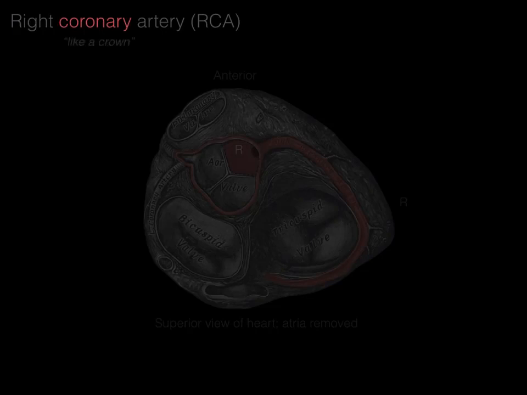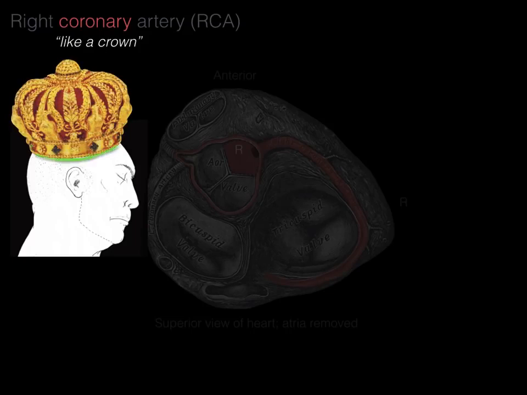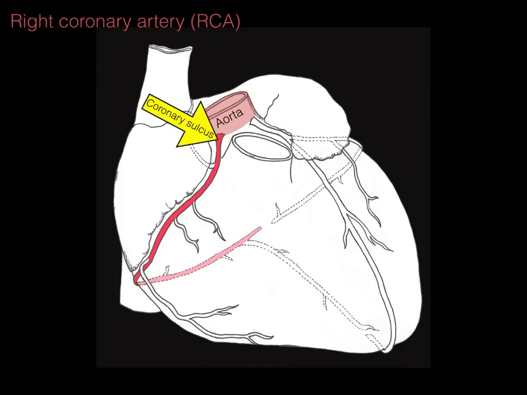What does the word coronary mean? Well, it means like a crown. Here's a lateral view of someone's head, and there's a crown sitting on his head, and in green you see that outline. The green line represents what crown gets its name from, around the head, just where a crown sits. And so take a look at this right coronary artery, it courses in the coronary sulcus along the crown of the heart. So the right coronary artery arises from the aorta, and it courses in the coronary sulcus on the front and along the back.